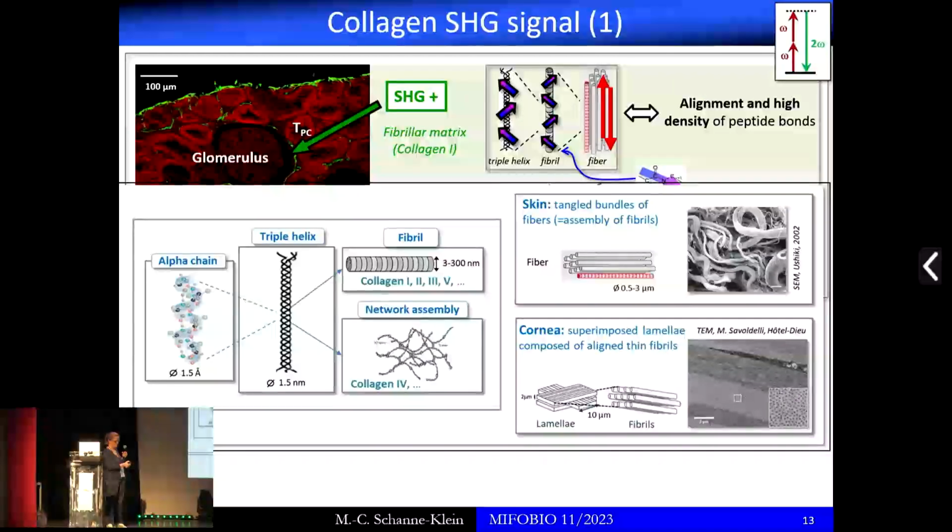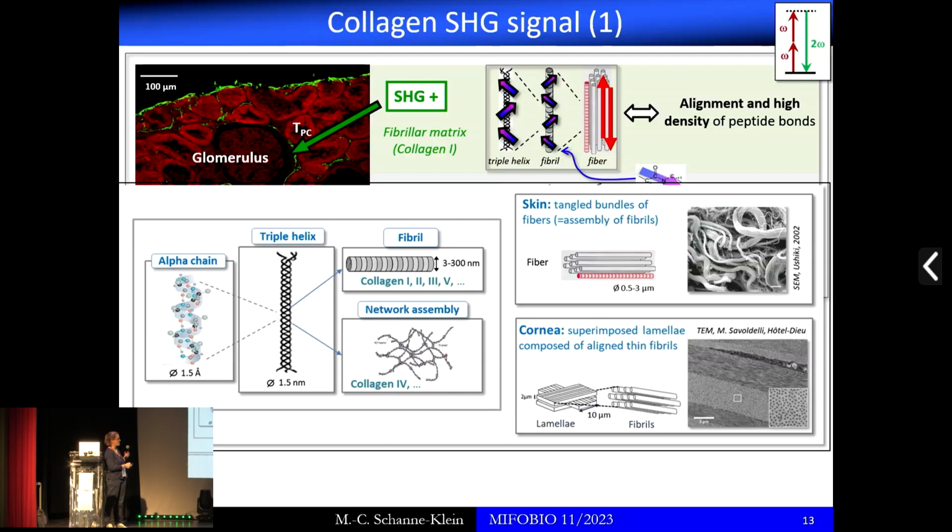So just to remind you about the structure of collagen. So collagen is composed of triple helices that form fibers. And these fibers may assemble in different structures. So it's a so-called multi-scale or hierarchical structure. So in skin, for example, it's quite large fibers that assemble in fibers in fascicle in a quite disordered way, while in cornea there are very thin fibers that are very well aligned within lamellae that are superimposed along the depth of the cornea.